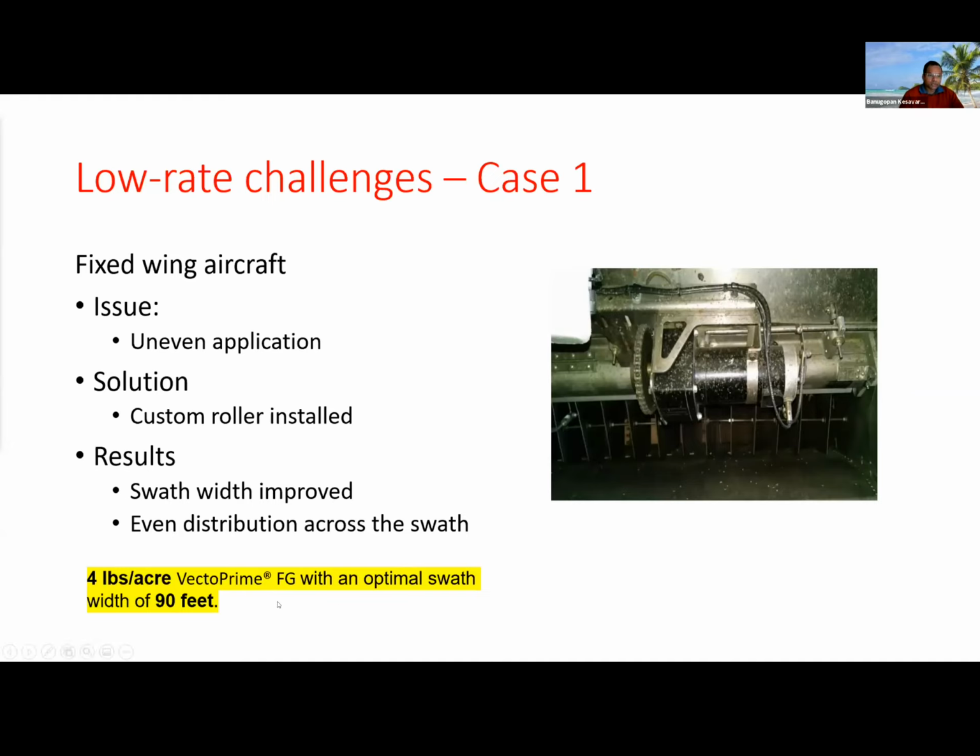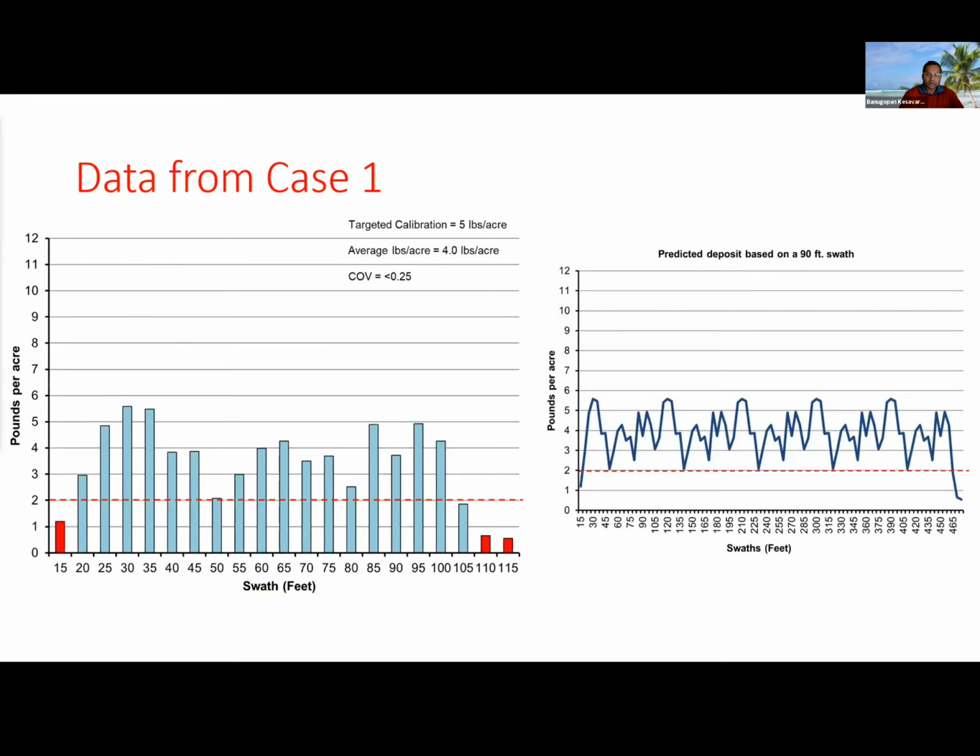So for this one, it was a 4 pounds per acre target and the optimal swath was 90 feet. So we'll go through a couple of graphs here. You're familiar with the graphs from just before. Good even distribution, and then COV was only 0.25, which is good. The equipment is doing well and the calibration is pretty good. On the right side, the predicted swath also indicates the same data. So that one is good.